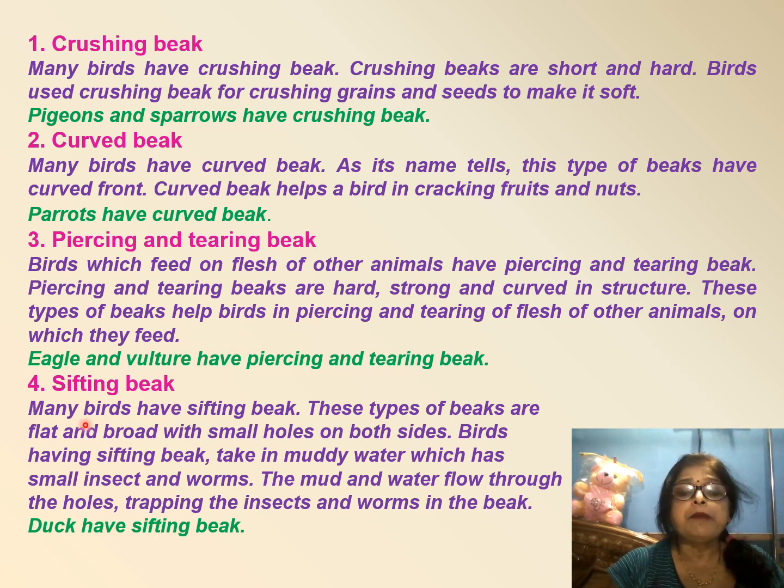Sifting beak. Many birds have sifting beak. These types of beaks are flat and broad with small holes present on both sides. Birds having sifting beak take in muddy water which has small insects and worms. Means muddy water has small insects and worms, and sifting beaks help them to pick such small insects and worms from the mud. The mud and water flow through the holes, trapping the insects and worms in the beak. Example, ducks have sifting beak.